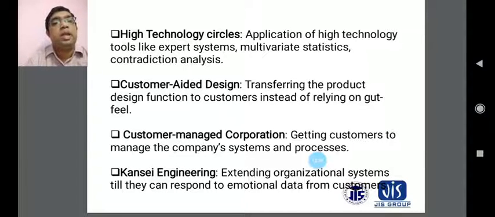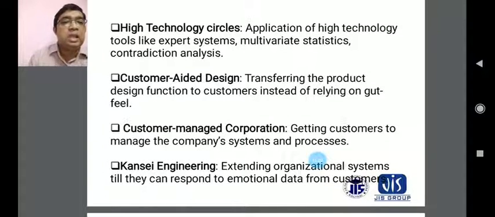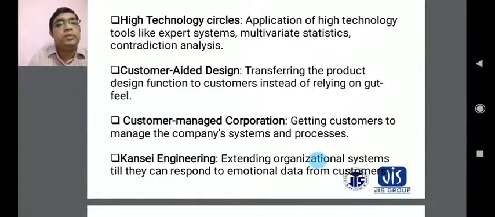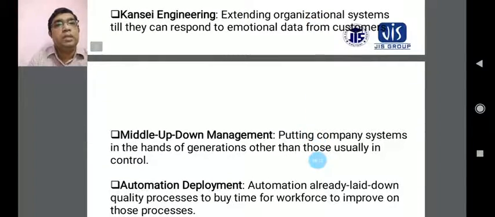For this, the customer-managed corporation is required: getting the customers to manage the company's systems and processes, and a few times you have to update the customer system and the processes. Another is customer engineering, which also considers extending organizational systems so they can respond to emotional data from the customers, and basically this will be taken from customer engineering.